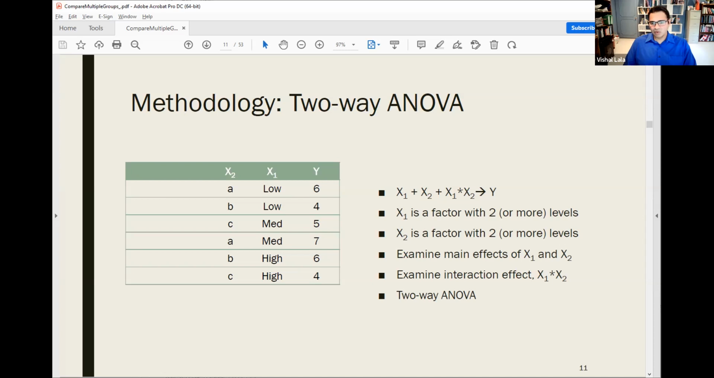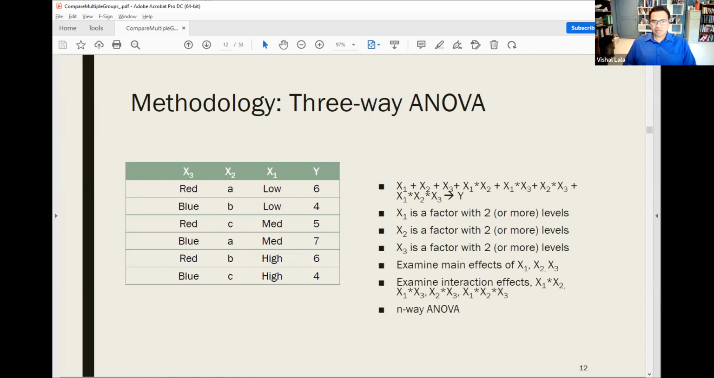x1 is a factor with two or more levels, and its effect is known as a main effect. x2 is a factor with two or more levels, and its effect is called, again, a main effect. The effect of x1 and x2 together on y is termed an interaction effect and represented as a cross product, x1 times x2. Now, this can go on. We can go on adding more columns as factors, and this would take us from a one-way ANOVA to a two-way, three-way, and so on to n-way ANOVA.